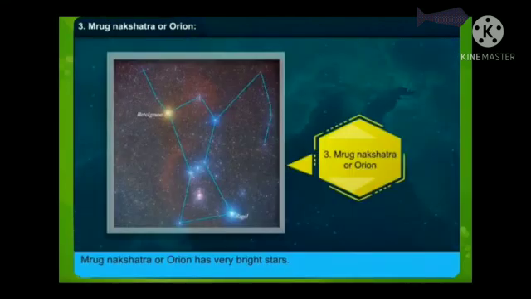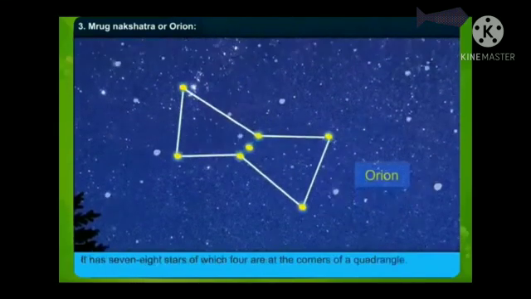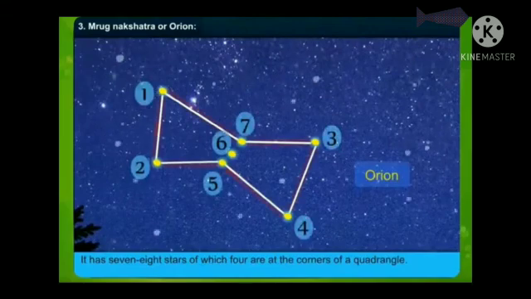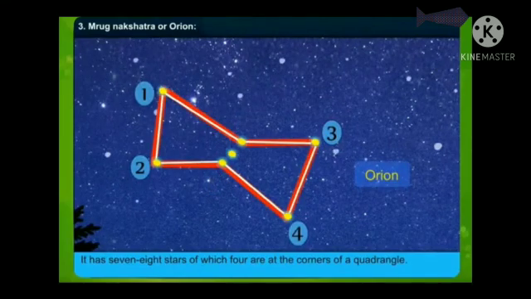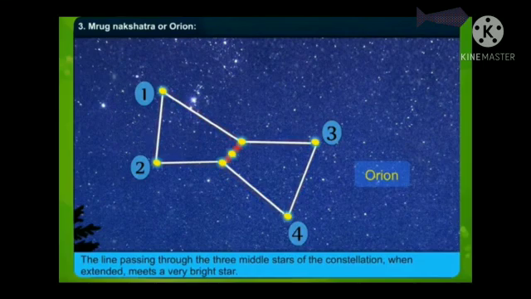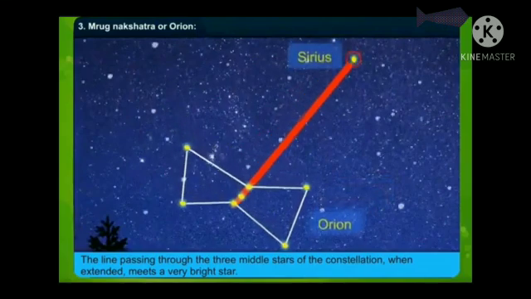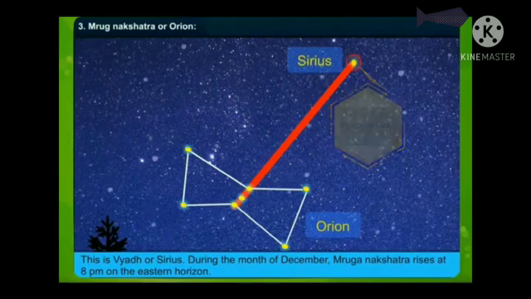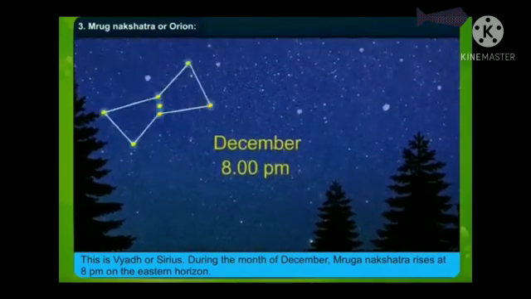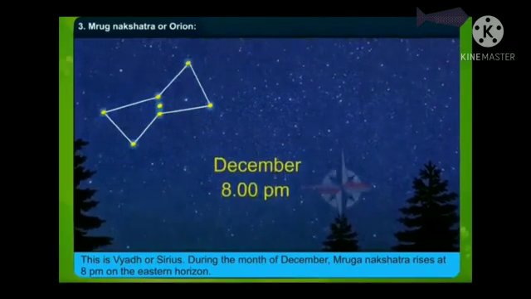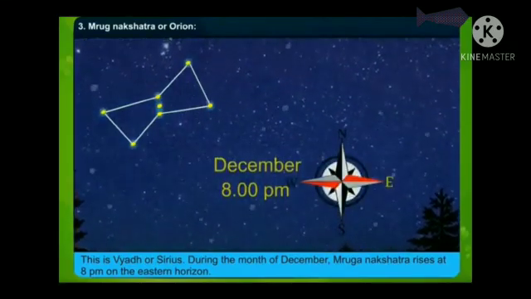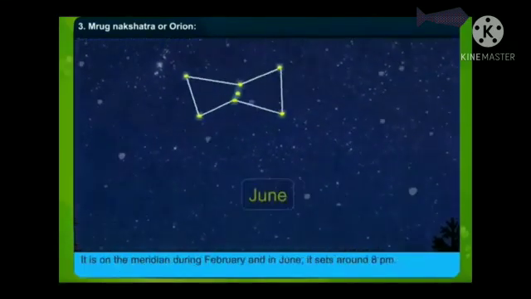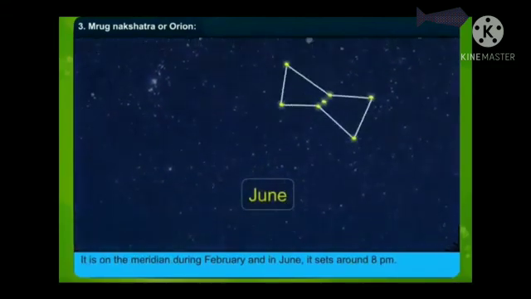Mrga Nakshatra or Orion has very bright stars. On winter nights, they can be seen easily. It has 7-8 stars, of which 4 are in the corners of a quadrangle. The line passing through the 3 middle stars of the constellation, when extended, meets a very bright star. This is Vyadha or Sirius. During the month of December, Mrga Nakshatra rises at 8 p.m. on the eastern horizon. It is on the meridian during February, and in June it sets around 8 p.m.